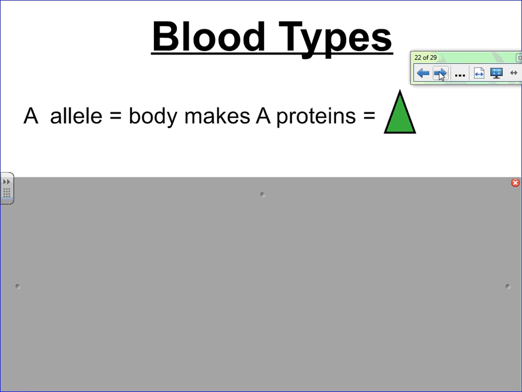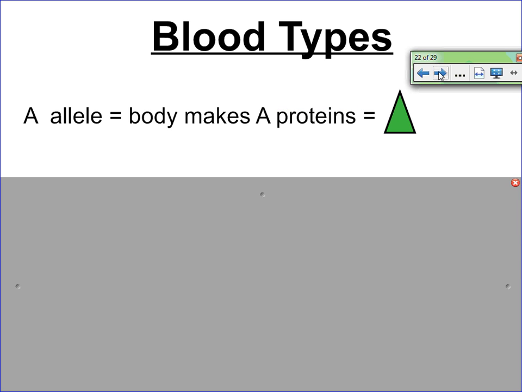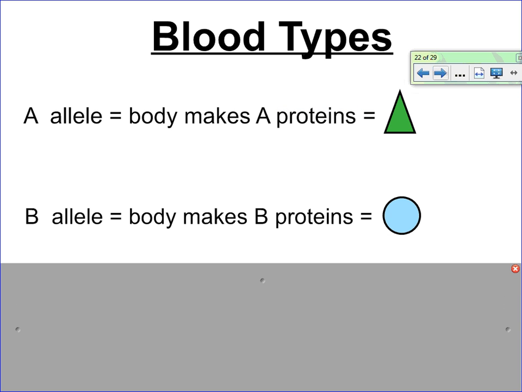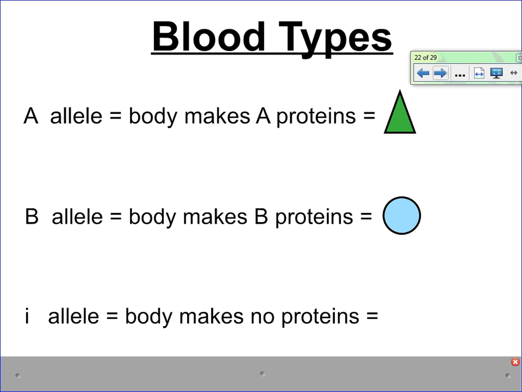So if one of the two alleles that you have is the A allele, that means that you are going to be making A protein, which in our example back here were denoted by little green triangles. That means the outside of your blood, you're making A proteins. If one of your alleles is a B allele, that means that you will make B proteins on the outside of your red blood cells. And those are denoted by the little circles. However, you can also have something called the I allele. If one of your alleles is an I allele, that allele actually doesn't code for A proteins, nor does it code for B proteins. So if you have I, it doesn't code for either one of those proteins.